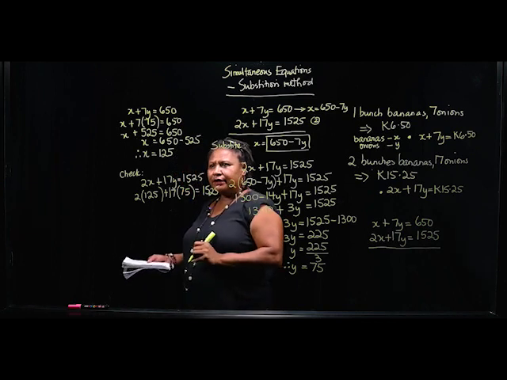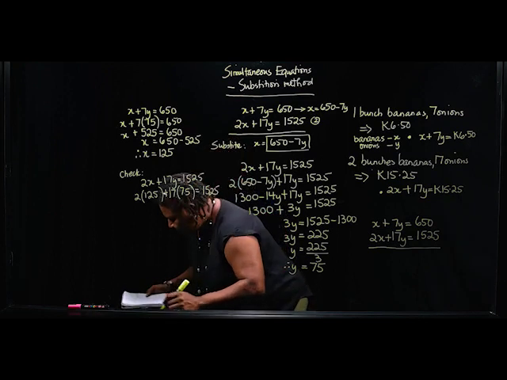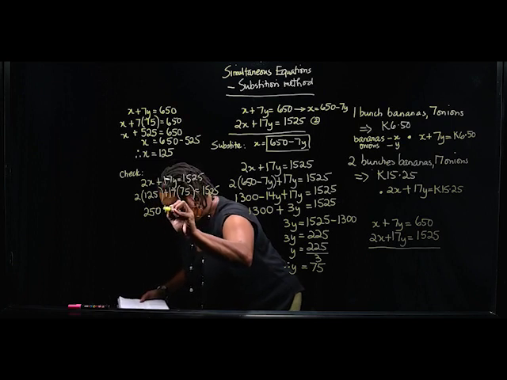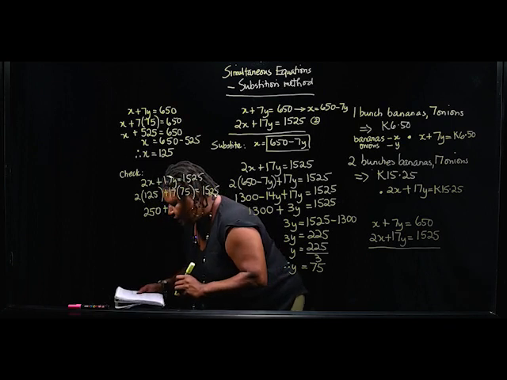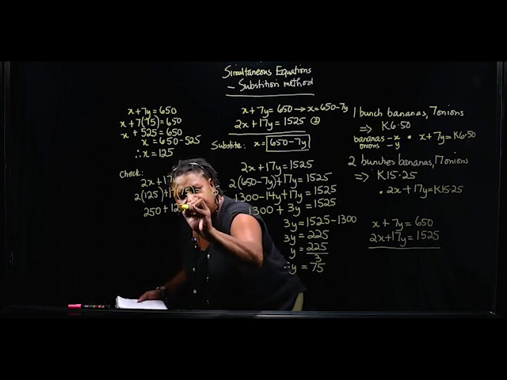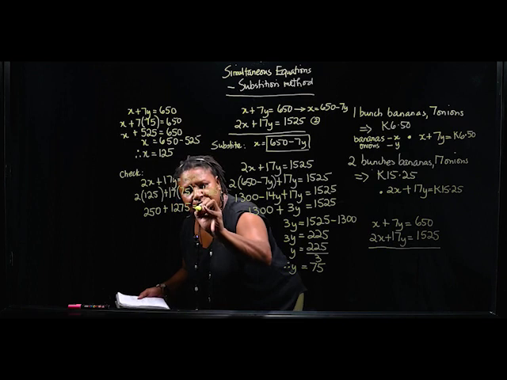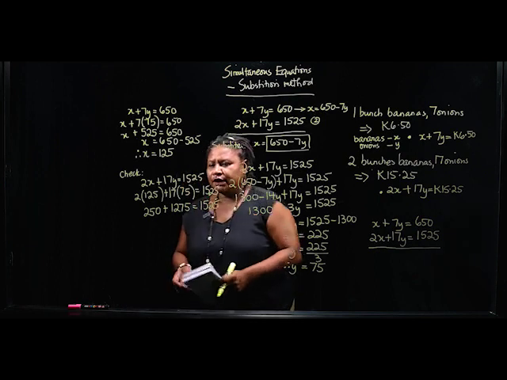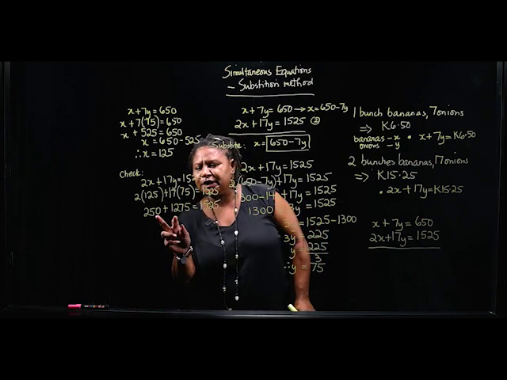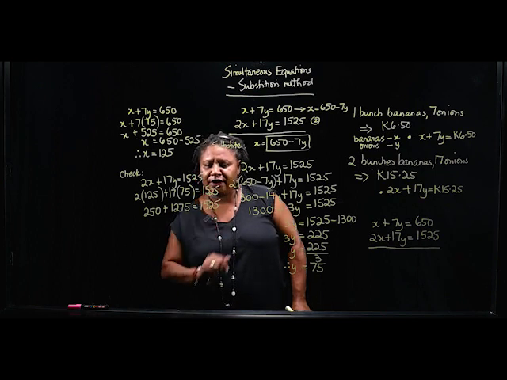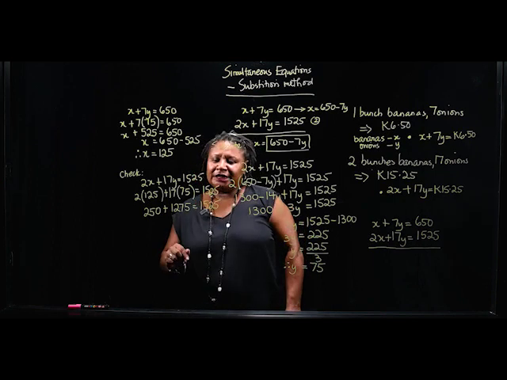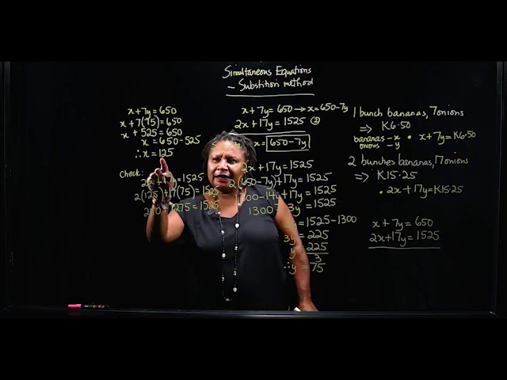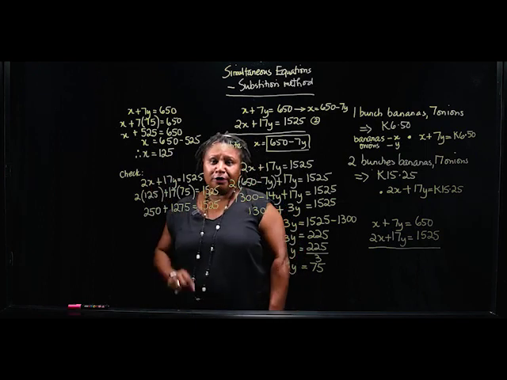Now 2 times 125 is equal to 250 plus 17 times 75 is equal to 1,275 equal to 1,525. Now, if the result of these two numbers being added together is equal to 1,525, then we say there is a balance. This side is equal to this side. So our answers for x and the y variable will be correct.